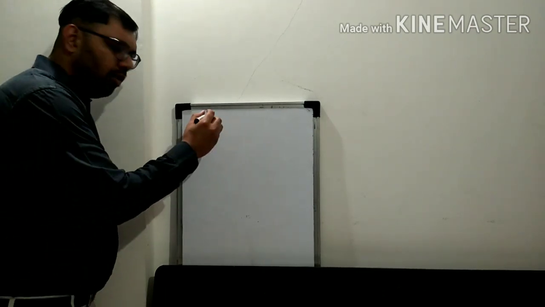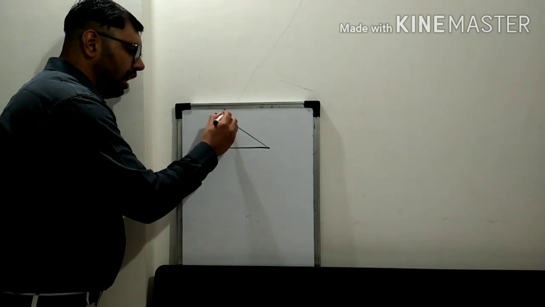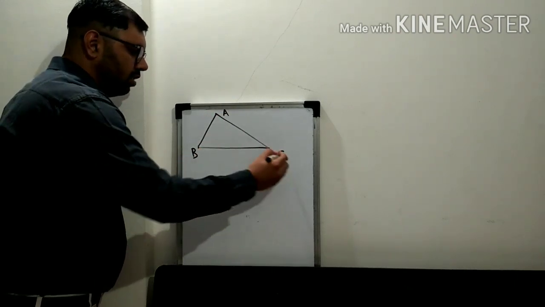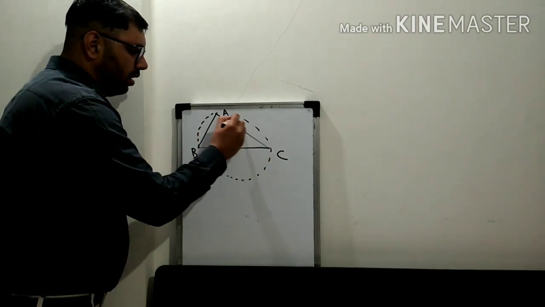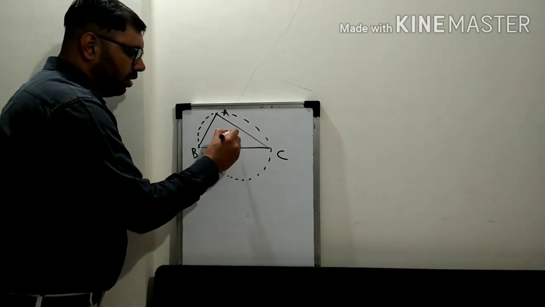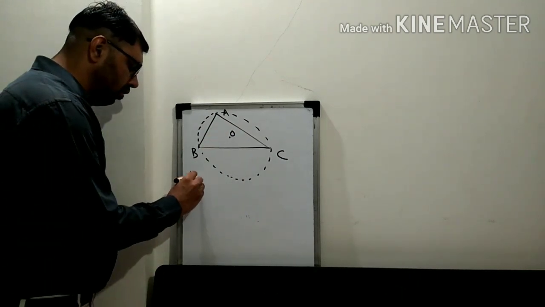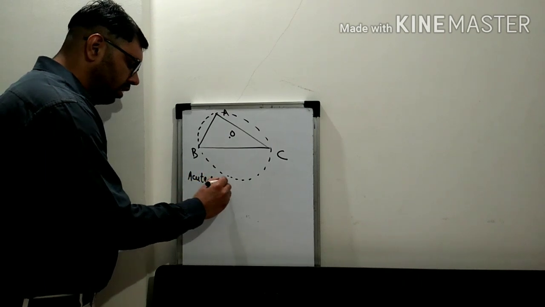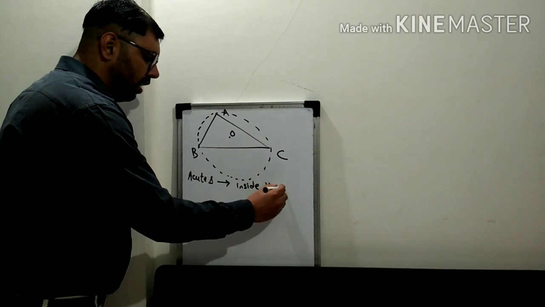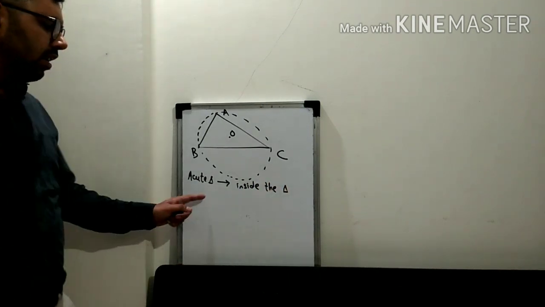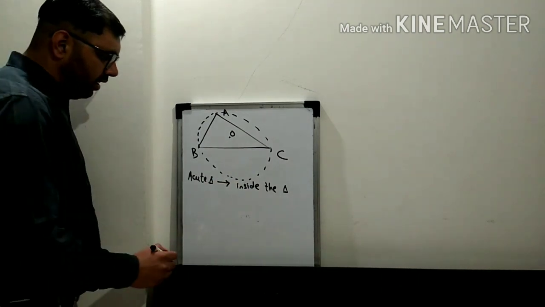An acute angle triangle means a triangle which has all the three angles as acute angles. If we draw a circumcircle for that triangle, the circumcenter will always be inside the triangle. So for an acute angle triangle, circumcenter will always lie inside the triangle.